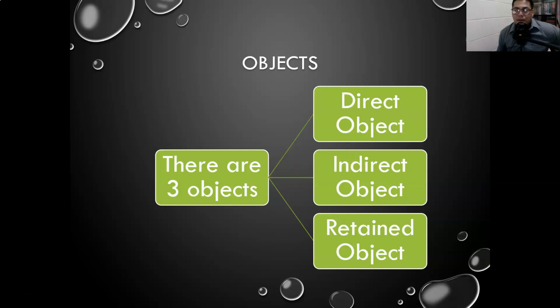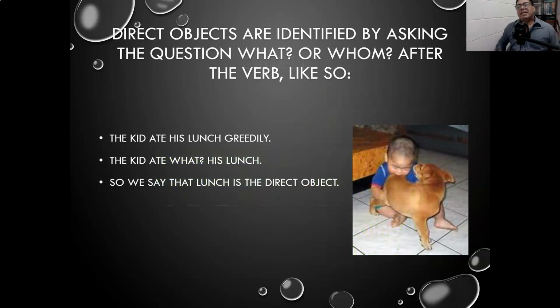Alright, let's talk about the direct object. Direct objects are identified in a sentence by asking the question what or whom after the verb. This is very important. After the verb, we ask the question what, or we ask the question whom, or who. Many people simply say who, informally. But it is extremely important that you ask it after the verb. Why so? Because I can ask the question what or whom in other places in the sentence, and I am not going to get a direct object.